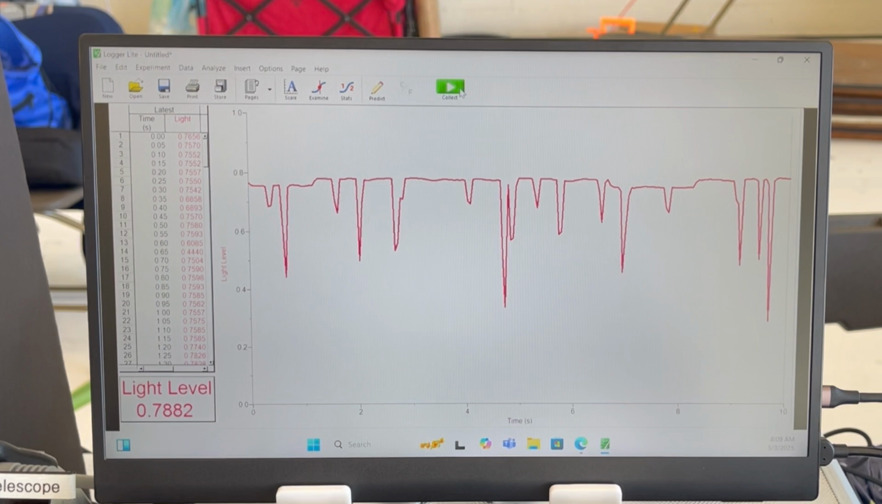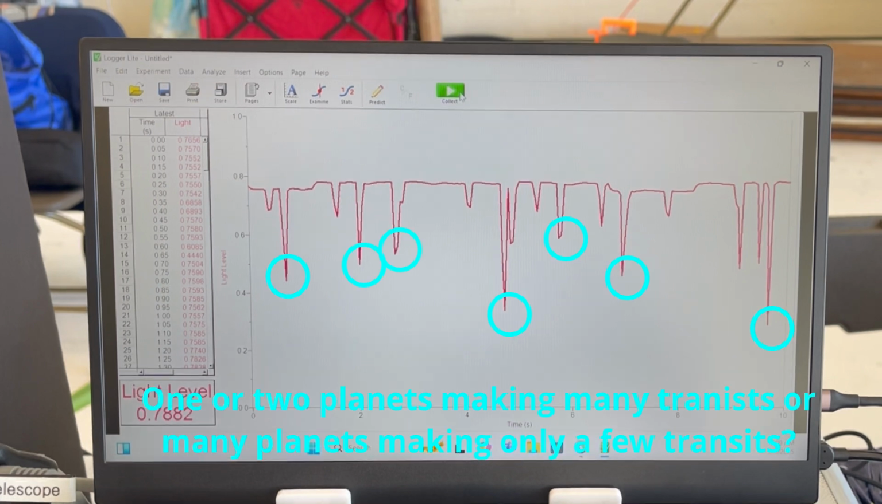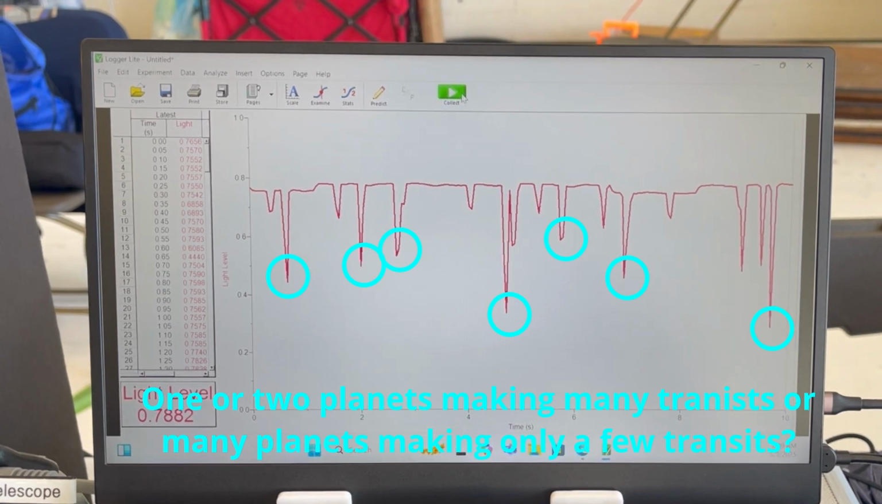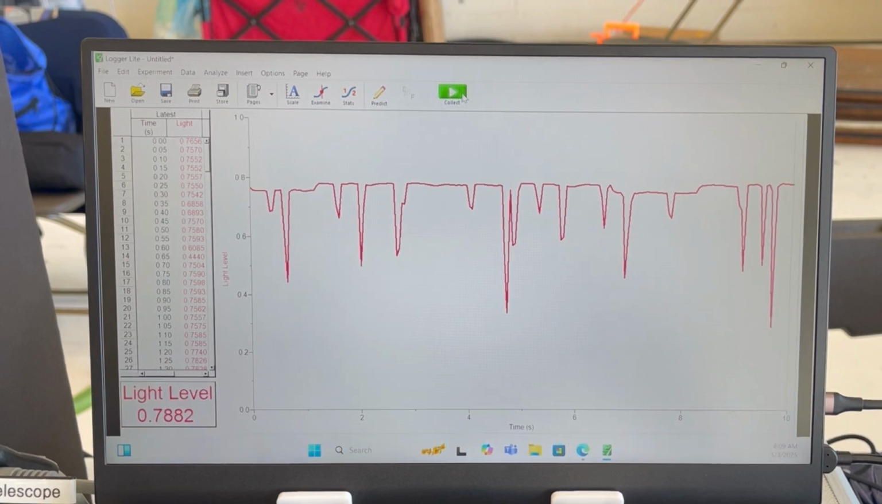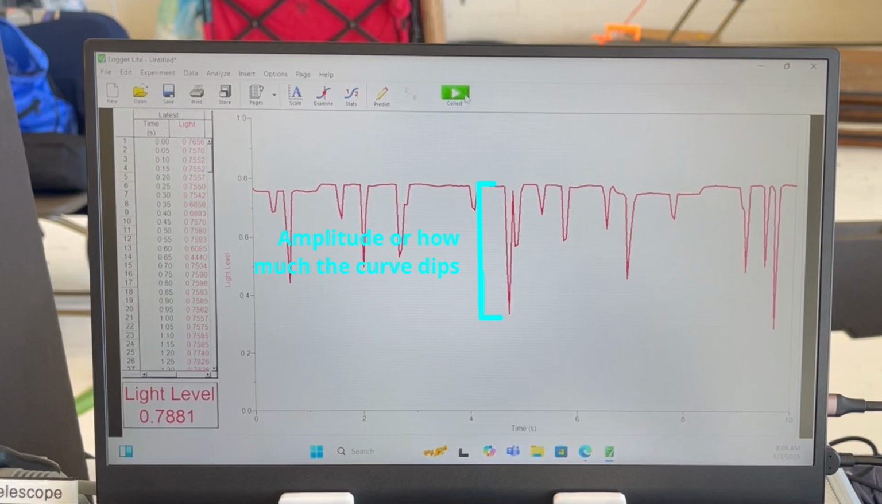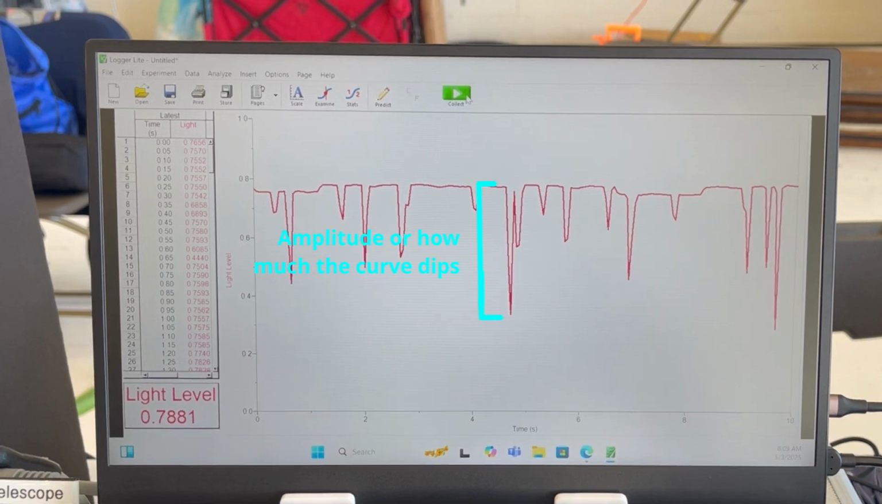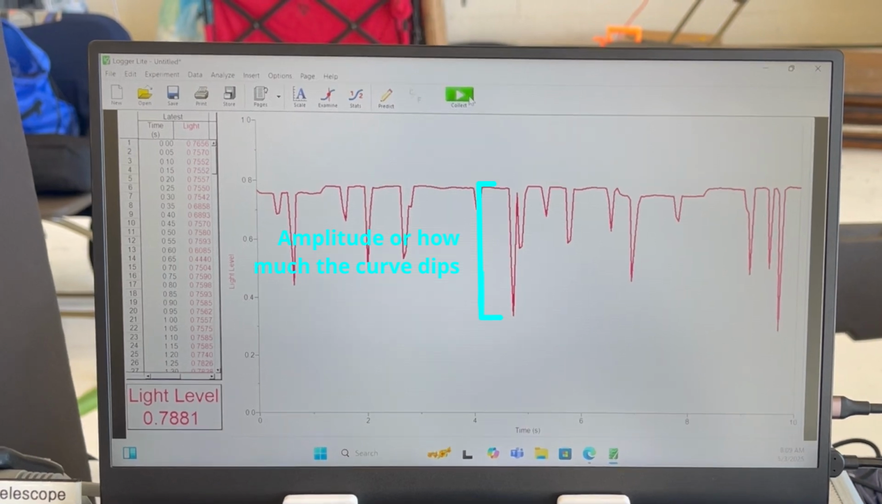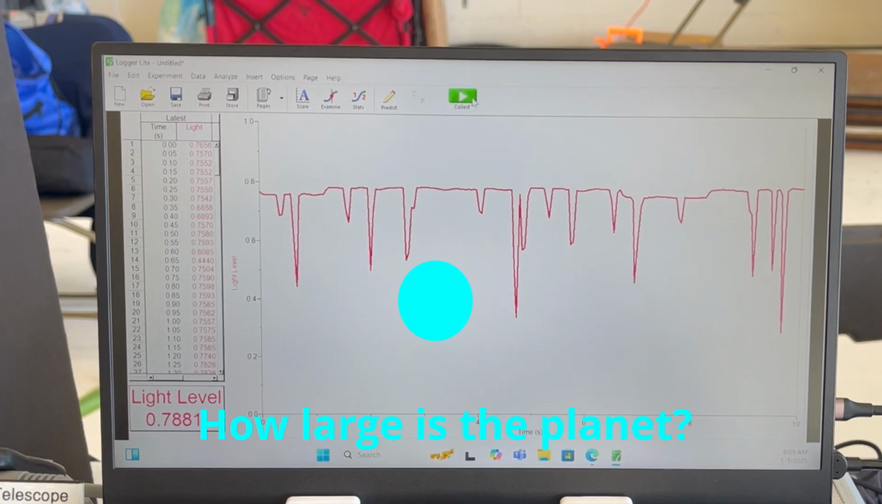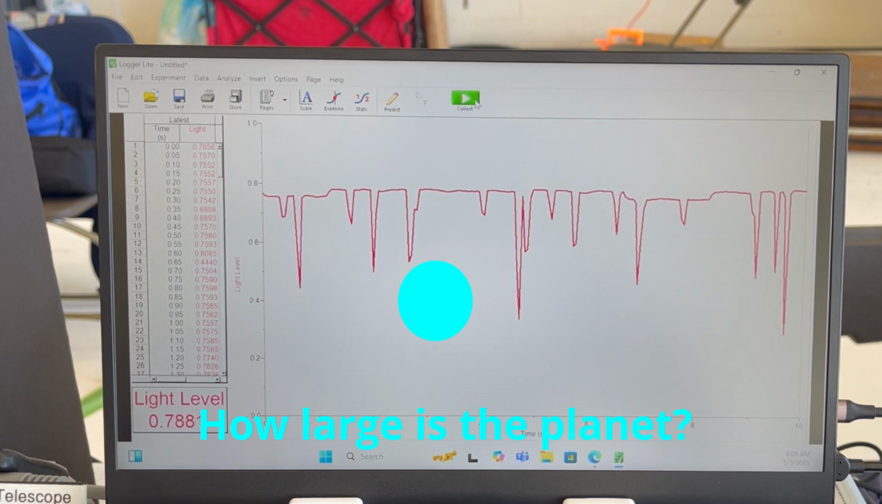With the light curve data, you now look for patterns to try and identify how many planets there are in this particular solar system. Is it one planet? Are there multiple planets orbiting at various distances, etc.? The amplitude of that light curve, or how much that light curve dips down, will actually tell you how much light is being blocked by that planet, and therefore tells you how large the actual planet is in physical size.